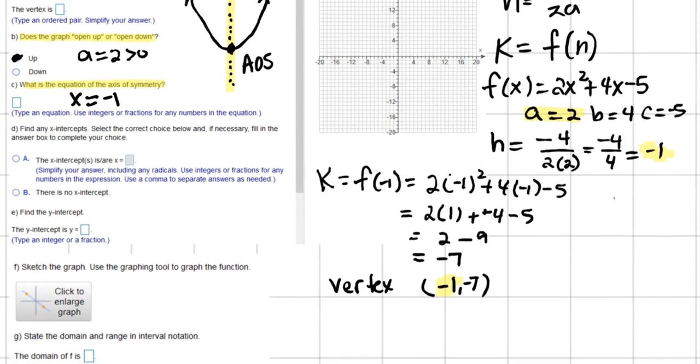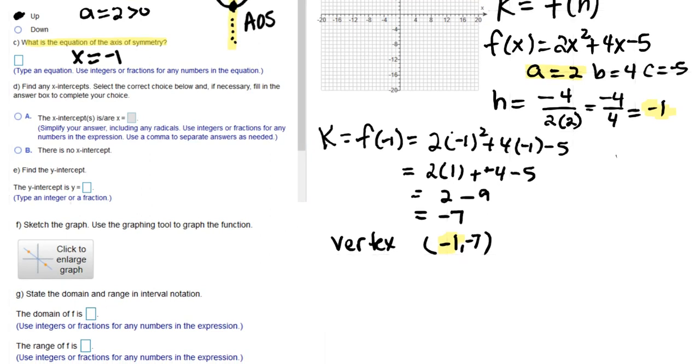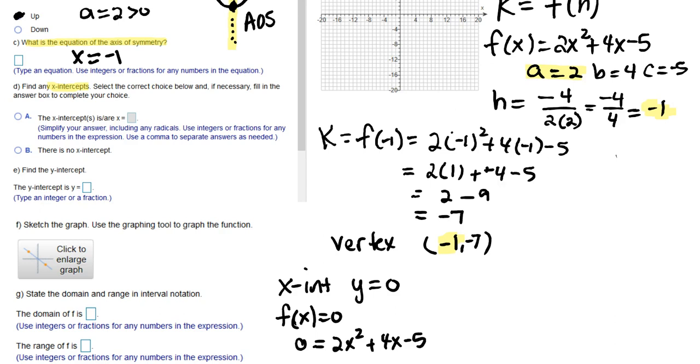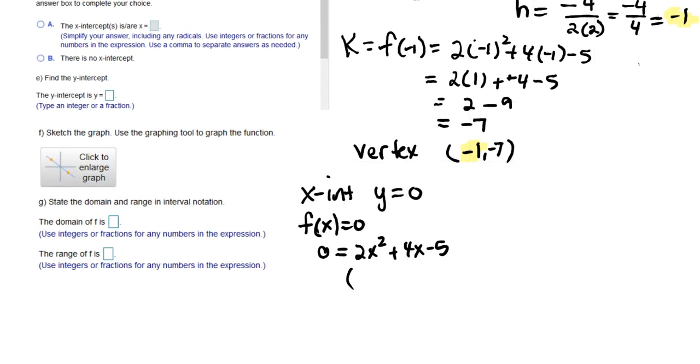The next part says to find any x-intercepts. The way that we find x-intercepts is to let y equal 0. So we're setting our function f of x equal to 0. We'll have 0 equals 2x squared plus 4x minus 5. Let me try to factor this. I would get 2x and x. Let me try 5 and 1. That would give me 5x and 2x, which would give me 7.